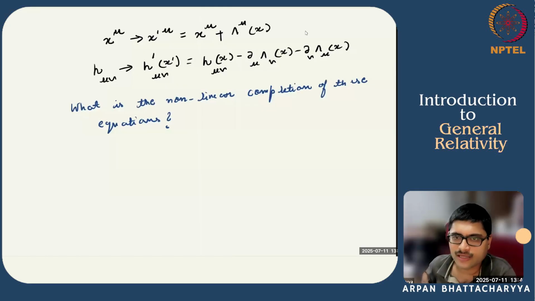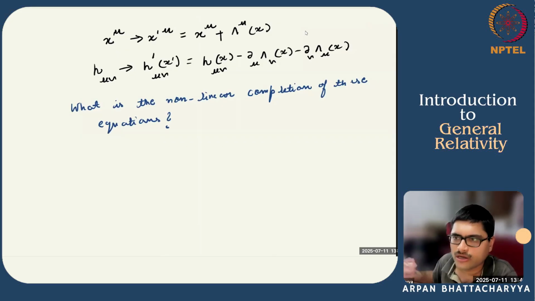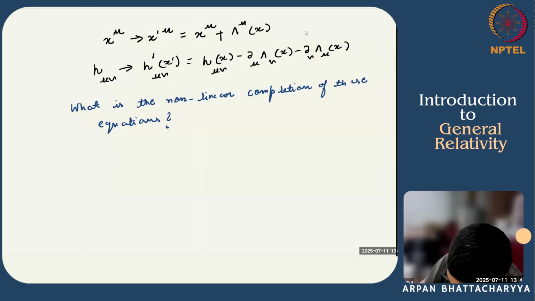It's not very hard to guess the nonlinear completion of this equation. We are going to write them down and then check that when we linearize it, we will get back this equation. So if we look at the first line, what will be the nonlinear completion of that? That will be nothing but an arbitrary coordinate transformation, which we call a general coordinate transform.